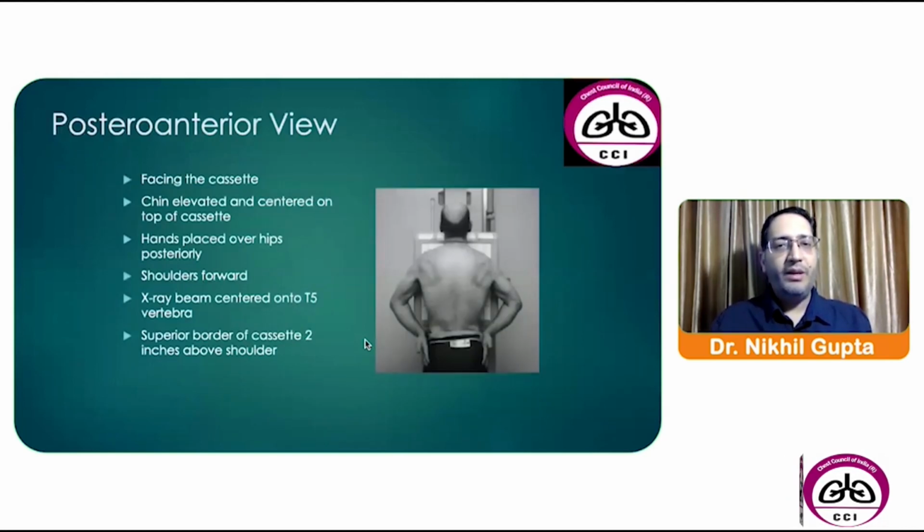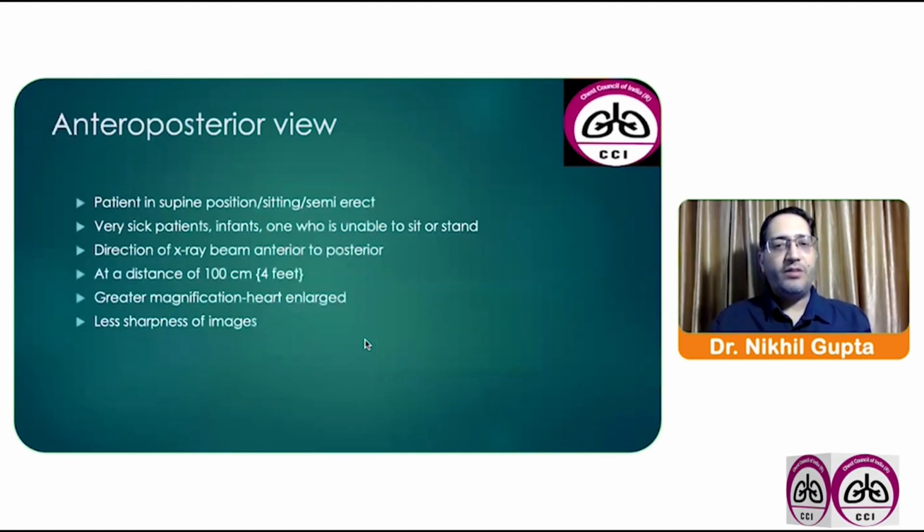Coming to PA or postero-anterior view. Here the patient is facing the cassette and chin is elevated and centered on the top of cassette. Hands are placed over hips posteriorly and shoulders are forward, with X-ray beam centered on D5 vertebra, and superior border of cassette is 2 inches above the shoulder.